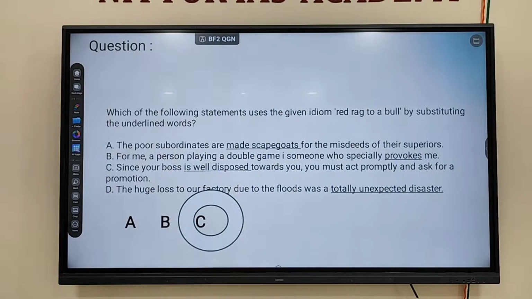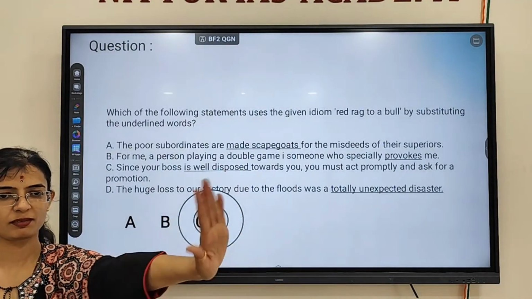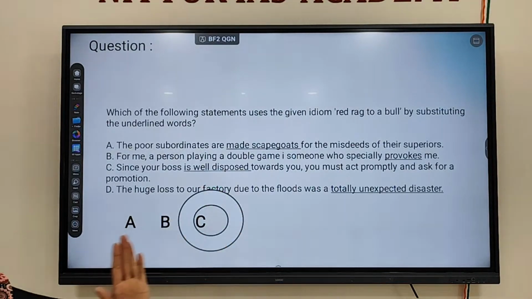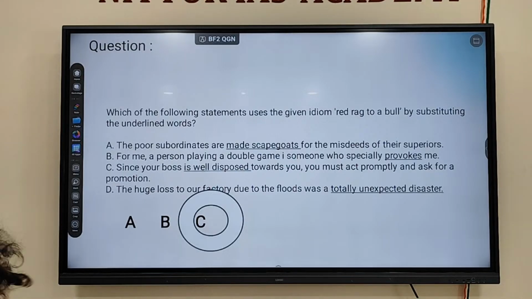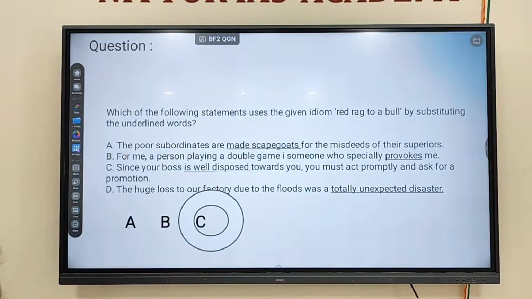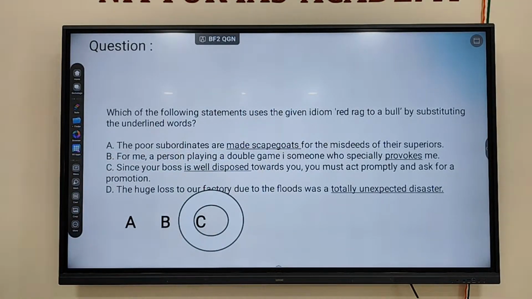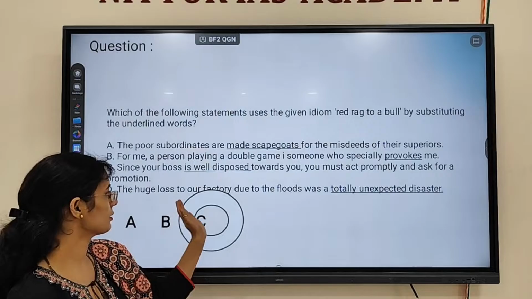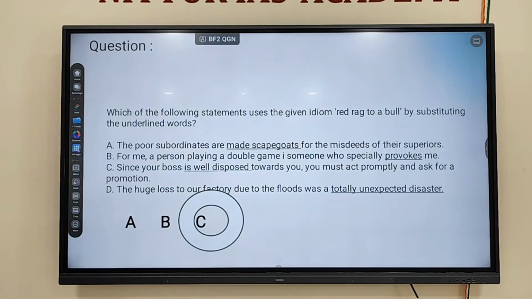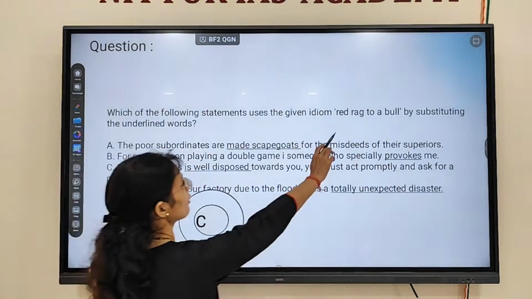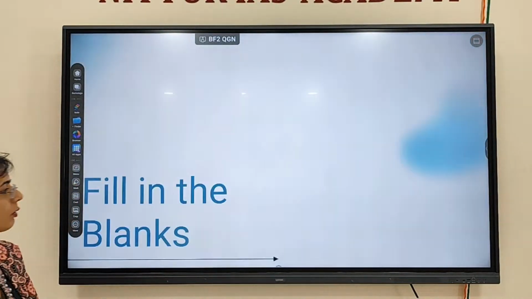Yeah. My animations are always coming like this. Yeah, B. I checked here. I don't know. On my phone the slideshow is coming properly, but when you put it here, the animations are coming a bit forward. I don't know why. Never mind. The answer is provokes. Red rag to a bull, meaning provoke.